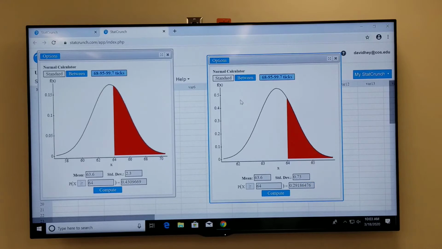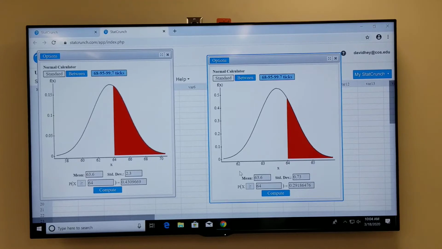Notice that this probability is much smaller than this one. It's almost half, a little more than half of this probability here. That should make sense, because 64 is a little bit more than average. So if you're just randomly selecting one woman and asking what's the probability that she's taller than average, there's a pretty good chance that she's taller than average.